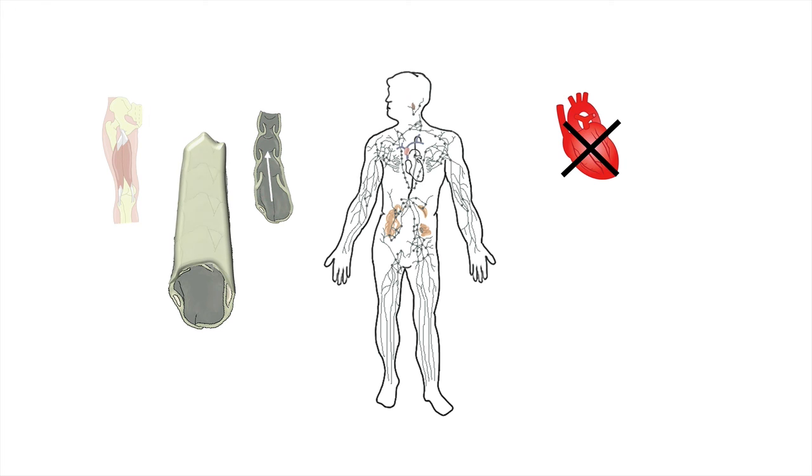Additionally, there is smooth muscle tissue in the larger lymph vessels. When it contracts, it also helps the lymph move. And finally, when you inhale, the pressure in the thoracic cavity decreases, pulling lymph into the thoracic duct so it returns to the subclavian vein.